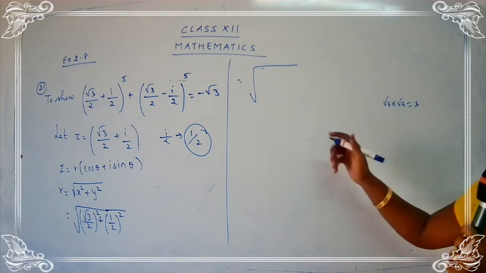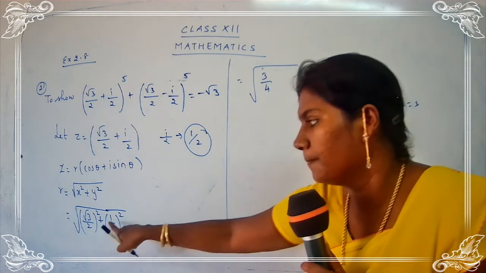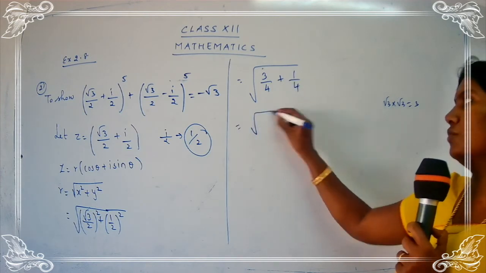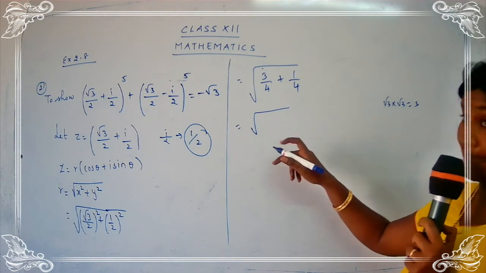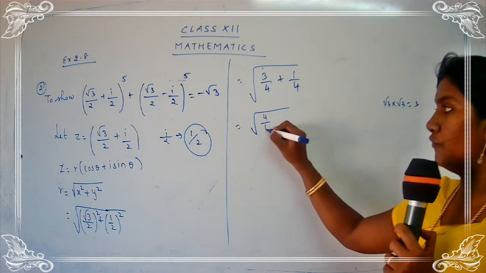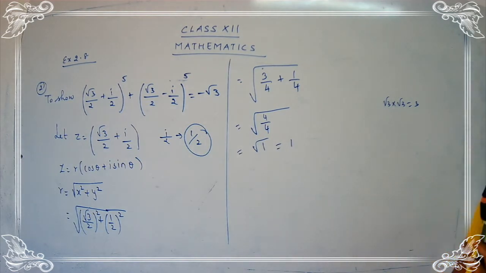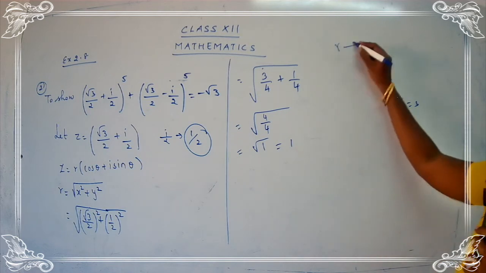So you get here 3 upon 4, that is 2 square is 4. Now 1 square is 1 upon 4. So this is equal to 3 plus 1, the denominators are same, so I can add the numerators directly. So I get 4 upon 4, which is equal to root of 1, which is equal to 1. Okay children, so we have got the value for r. What is the value for r? It's 1.